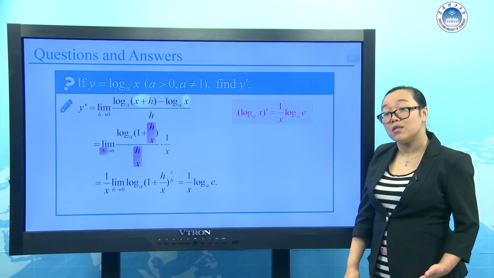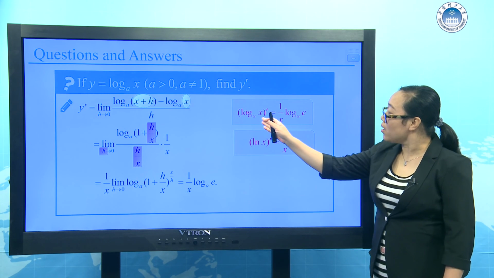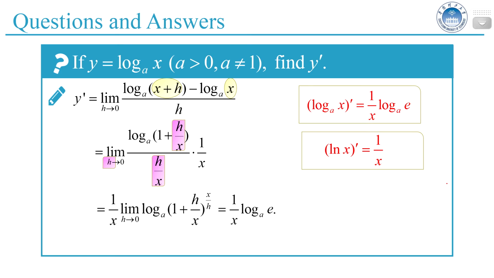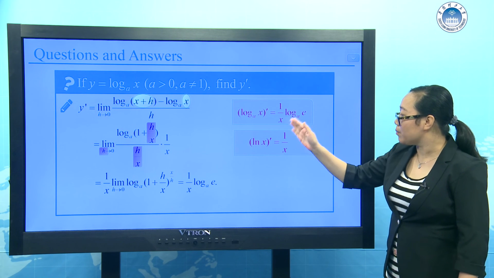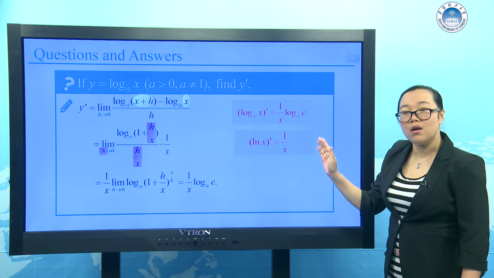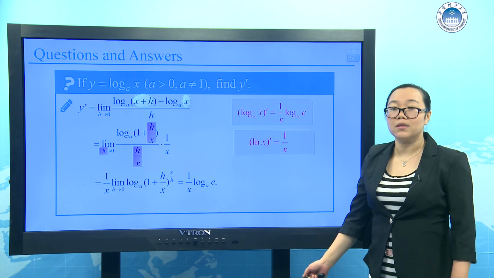We can give another special case. If a equals e, at this time, (log x) prime, with a equals e, log e equals number 1. So this means 1 over x. Remember and understand: (log x) prime equals 1 over x. We always use this formula in future study.